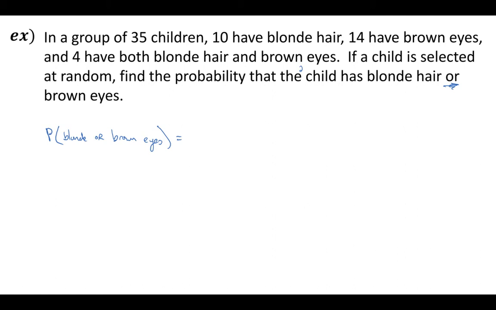Probability of blonde hair is 10. And we do it out of the total number, 10 out of 35. Plus brown eyes is 14 out of 35. And then minus the overlap is 4 of both. So minus 4 of 35. 10 plus 14 is 24. Minus 4 would be 20 out of 35. Reduce that. 5 goes in both of those. It'd be 4 over 7.